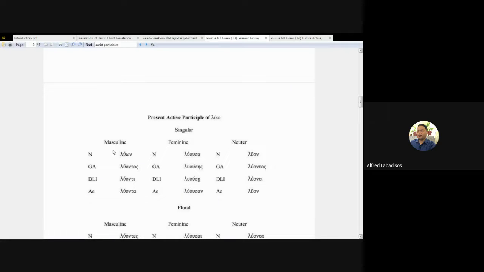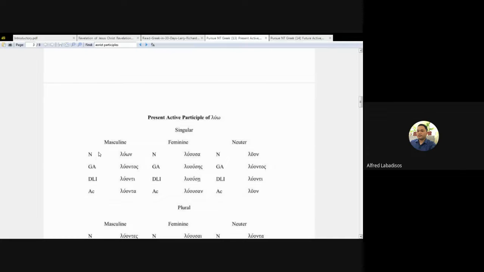So here we have, for example, the nominative, the genitive, the dative, and the accusative. You might wonder why it is genitive and dative. In some books, they follow the 8 case system.